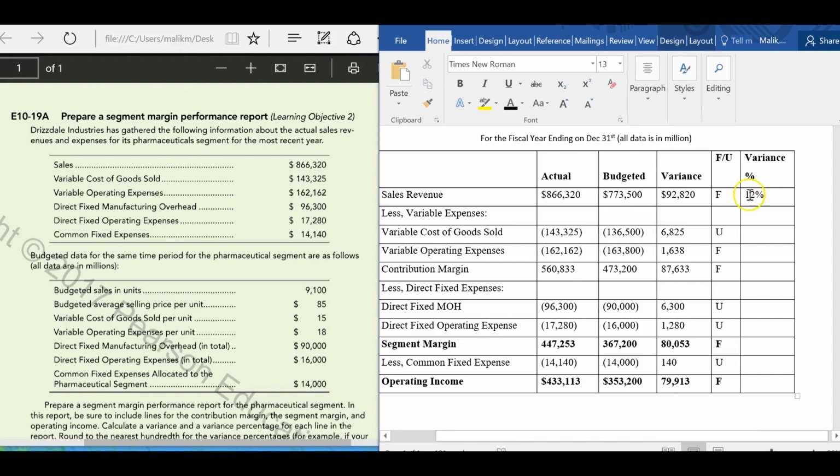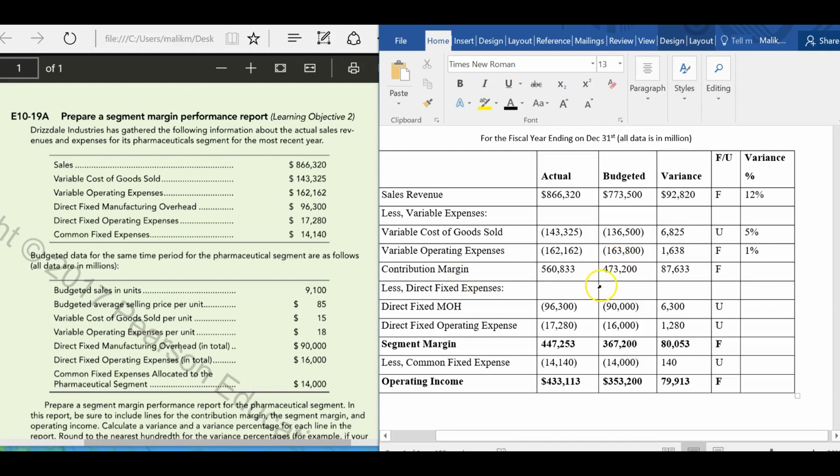And you also need to write down the favorable and unfavorable, and it's the same. Don't worry, there will be no change. So for the last column, you just explain the percentage. Again, take this variance and then divide by the budgeted numbers, and don't worry about the signs. And if you find any fraction, you can just round it. Now for the variable cost of goods sold, I divided and I found it's 5%. For the variable operating expense, 1,638 divided by 163,800, and I found the variance in terms of percentage is 1%.